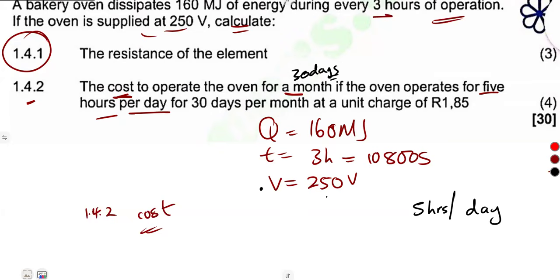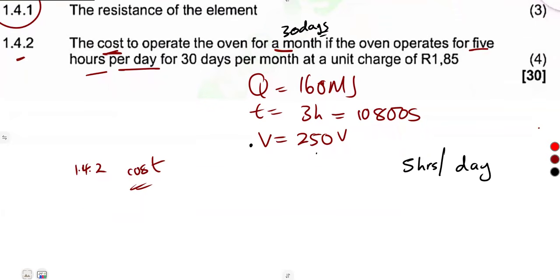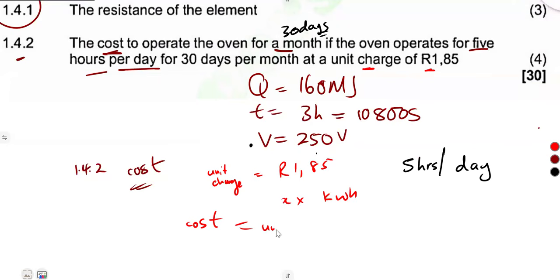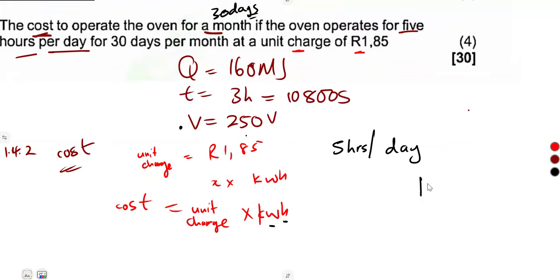For 30 days. So we are asked to calculate this, if the unit charge of 1 rand 85 is given. So our unit charge is 1 rand 85. Remember that the cost, guys, is simply the unit charge times kilowatt hour, where x is the unit charge, times the kilowatt hour. I have the unit charge already. What I need is the kilowatt hour. Kilowatt hour, guys, means power in kilowatts times the time in hours.